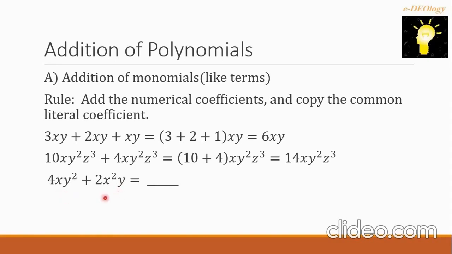So we can conclude that these two terms are dissimilar. And it says dissimilar terms cannot be combined. So when we are required to put the answer here, we simply copy that same problem. So our answer here is, I simply copied the 4xy square plus 2x square y.